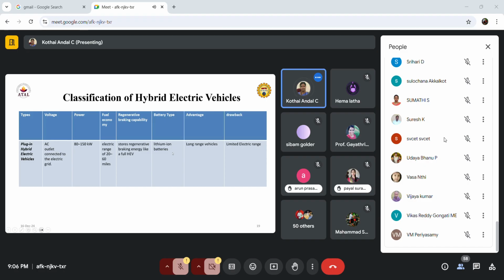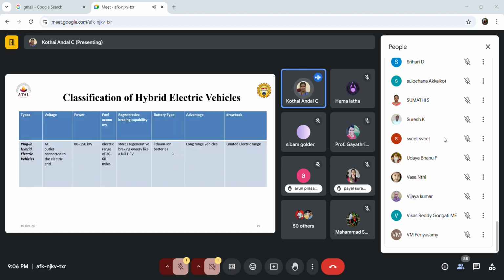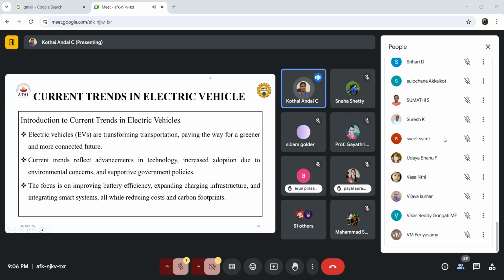The batteries, we know, as in the electric vehicles, are lithium ion batteries. So these are the major classifications. So the classification is complete. If you have any doubts, you can ask. Otherwise, I go with the next title, that is the current trends. I think you are clear on that major classification. These are the major classifications of EV vehicles.